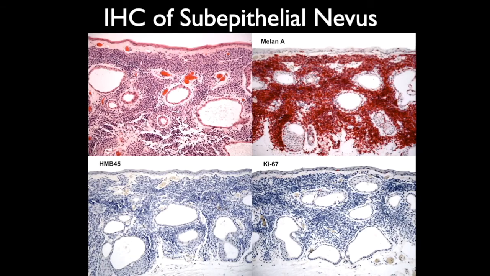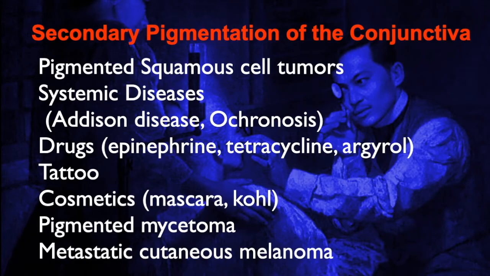The lymphocytoid subepithelial nevus in these photos stains intensely with melan-A, but is negative for HMB45 and Ki67. It was also negative for PRAME, a newly available stain that appears to be a promising marker for malignant melanocytic lesions. Other pigmented lesions of the conjunctiva include pigmented squamous cell tumors, systemic diseases like Addison's disease and ochronosis, drug deposits such as epinephrine, tetracycline, and argyrol, tattoos, cosmetics like mascara and kohl, pigmented mycetomas, and metastatic cutaneous melanoma.